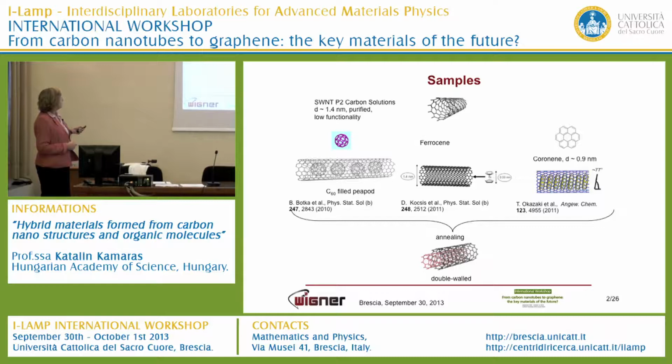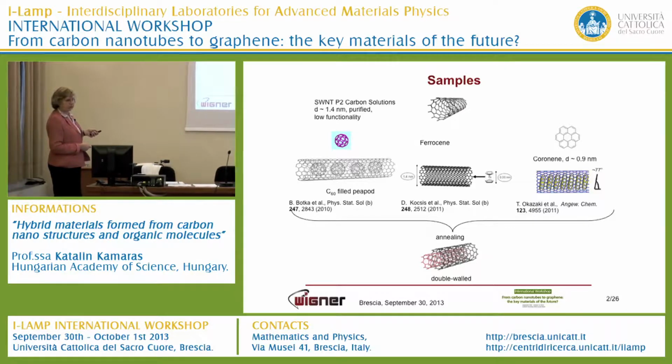So we had the first one, which is of course the C60 filled peapod. It was not us who did this first, but we were working on them a little bit. Then you can put in ferrocene, which has a much smaller diameter or molecular size, or you can put in coronene, which is again an aromatic hydrocarbon. And the next thing you can do is anneal them all, and what happens then is that they will all fuse into an inner nanotube, and you will get a double-wall structure.